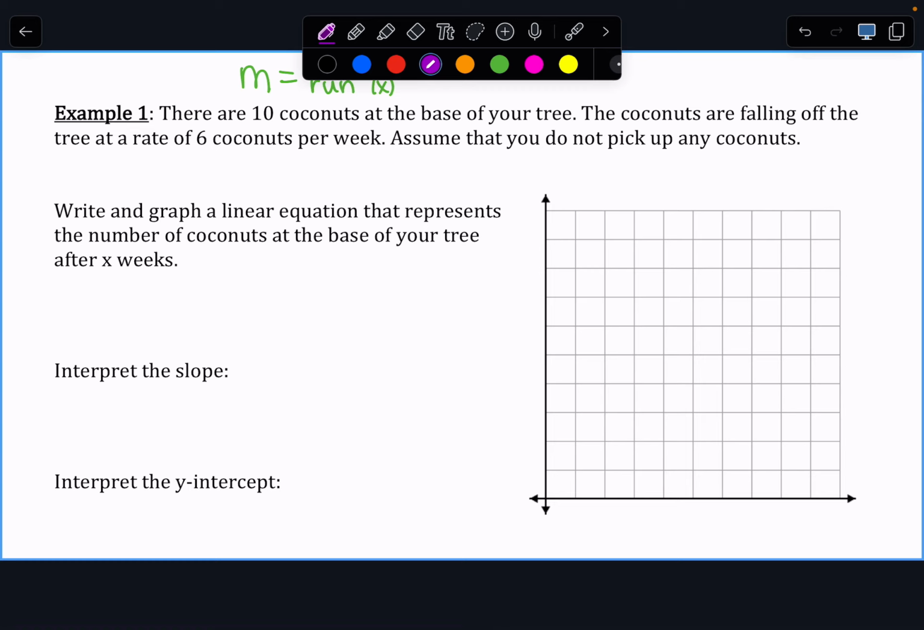Okay. There are two numbers, right? 6 and 10. We got to figure out which one is the slope and which one is the y-intercept. Do you have any thoughts?